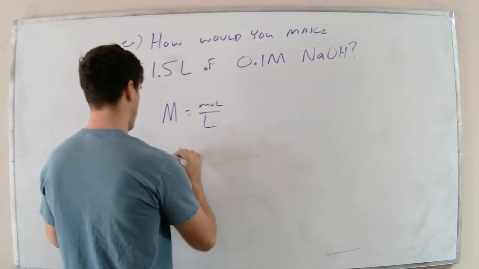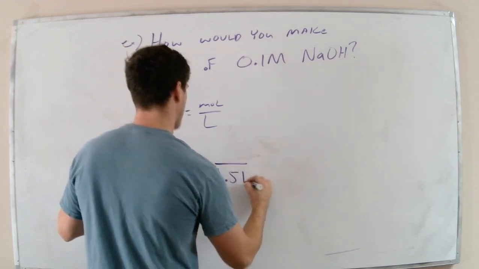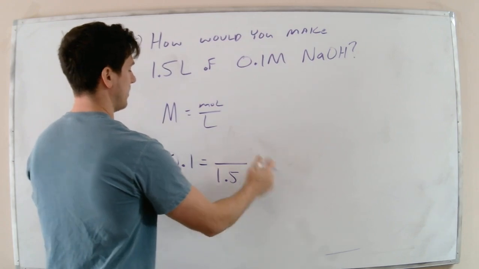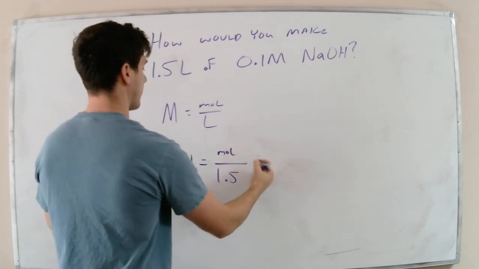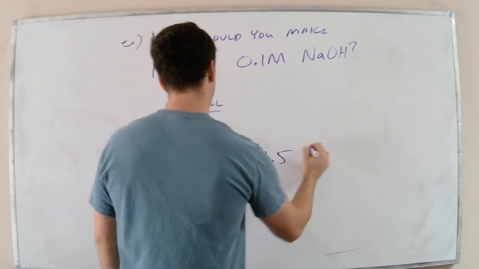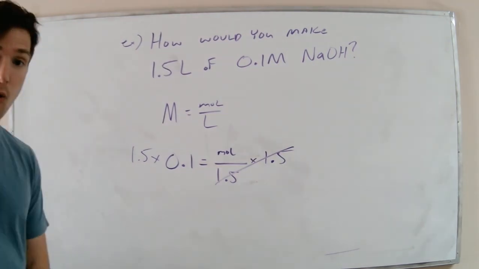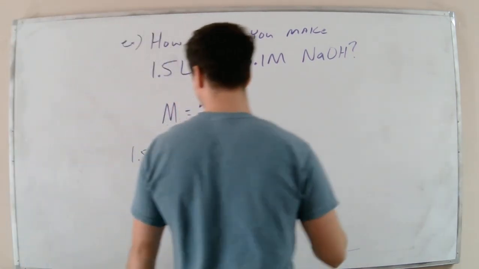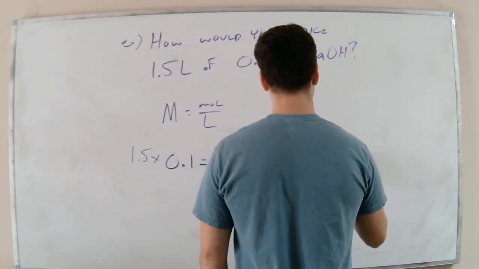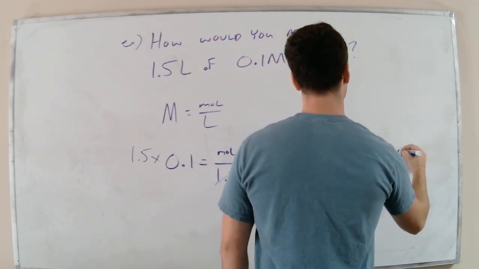My molarity is 0.1, and my liters were 1.5 liters. So now I could go ahead and I can figure out how many moles I need. So 1.5 on both sides, and that'll tell me how many moles I need, which will be 0.15 moles of NaOH.